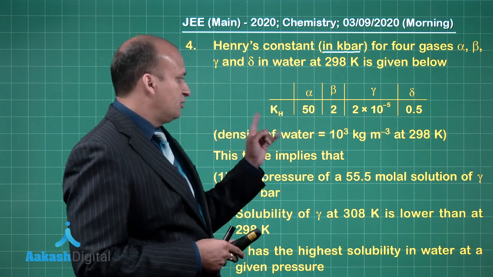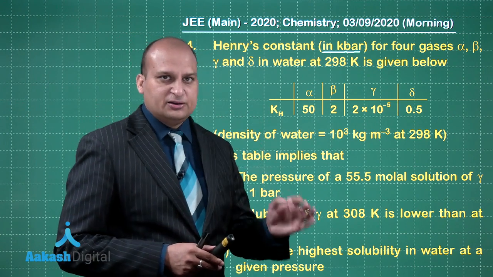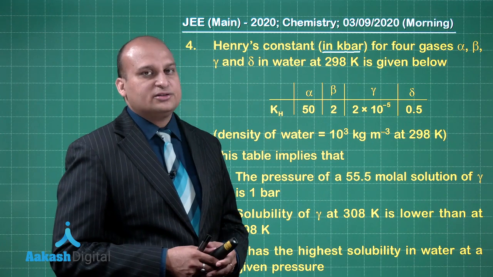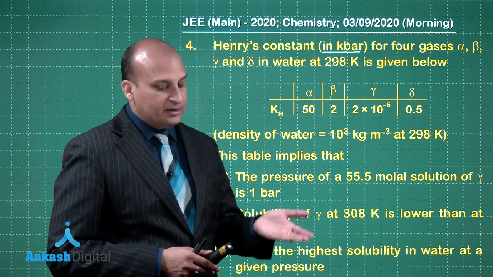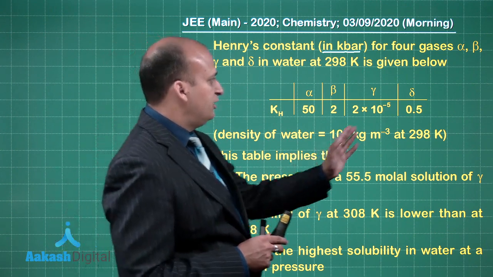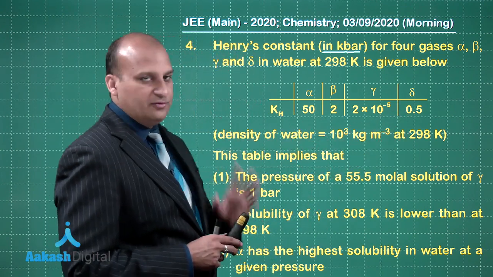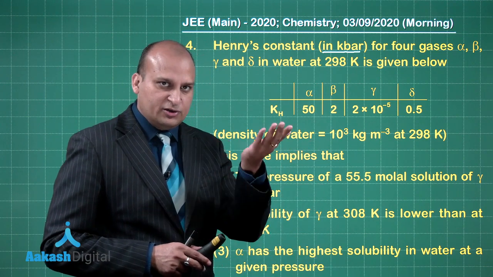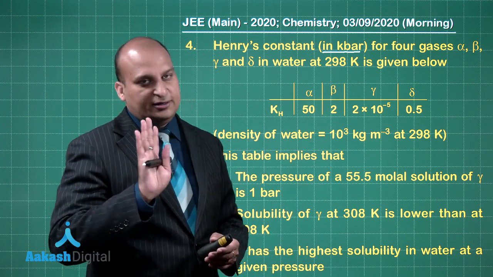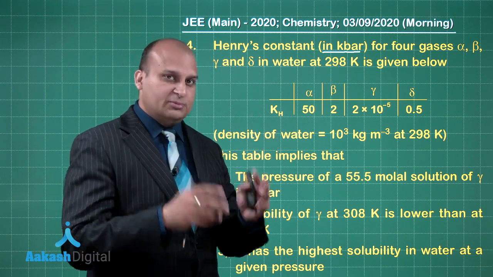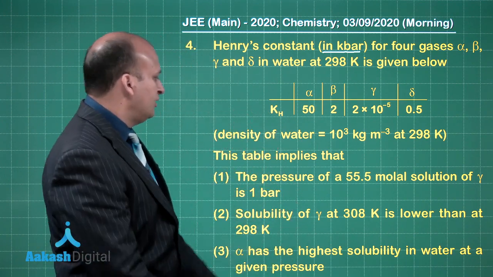First of all, the formula is that P is equal to Kh into chi. Kh is the Henry's constant, right. Second, higher the value of Kh, lower the solubility. So the solubility of delta would be more as compared to alpha. Third, when you increase the temperature, the value of Kh will increase and the solubility will decrease. So this is what Henry's law talks about. I've got all the concepts. Now let us solve the question.